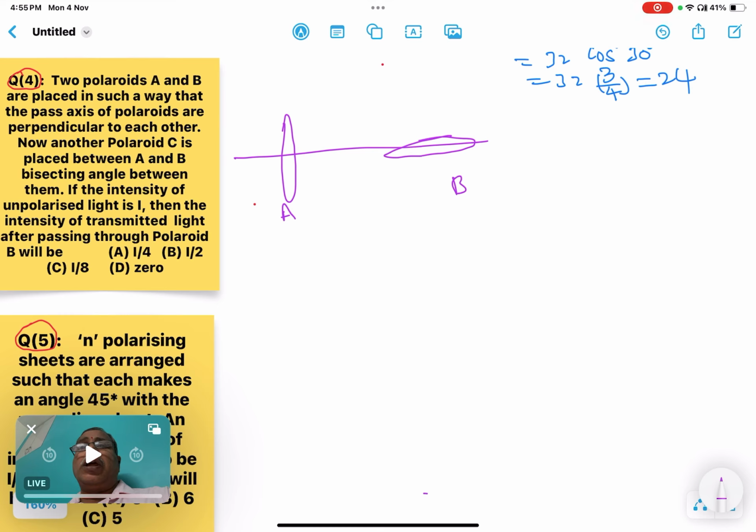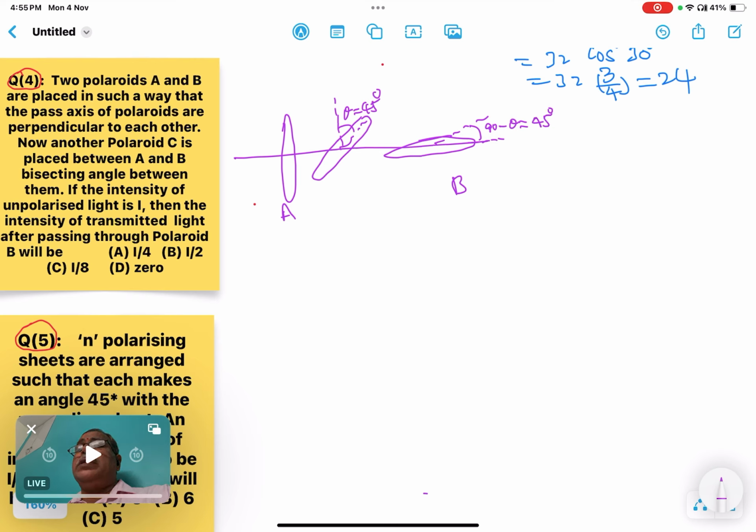Now a third Polaroid sheet C is introduced between them, bisecting the angle. Bisecting means exactly half of this angle. 90 degrees means half of that is 45 degrees. With respect to P1, P2 is making 45 degrees, theta equals 45. And with respect to the second Polaroid sheet, the third Polaroid sheet is again making 90 minus 45, that is 45 degrees again.